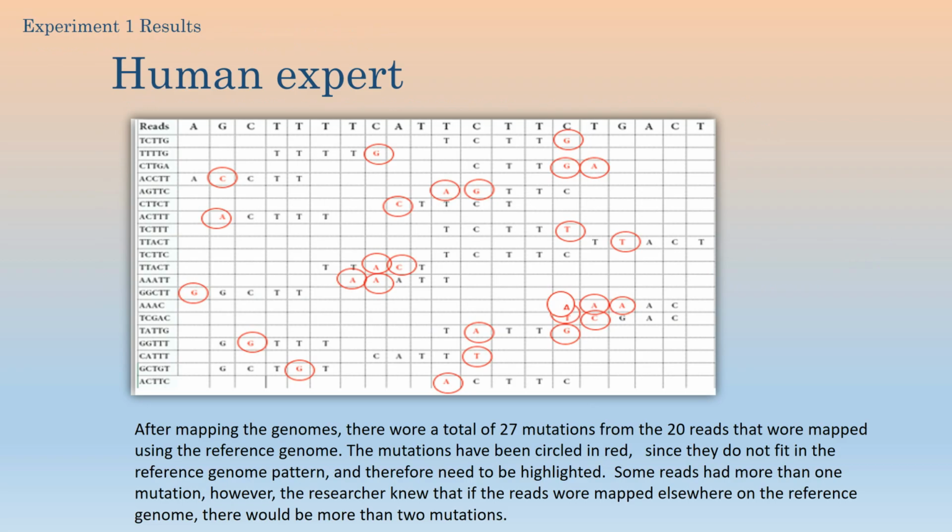So in the results section, the first experiment was to manually map as a human expert. This here shows the results. There were a total of 27 mutations from the 20 reads that were mapped using the reference genomes. The mutations have been circled in red since they don't fit in the reference genome pattern and therefore need to be highlighted. Some of the reads had more than one mutation. However, the researcher knew that if the reads were mapped elsewhere on the reference genome, there would be more than 2 mutations.